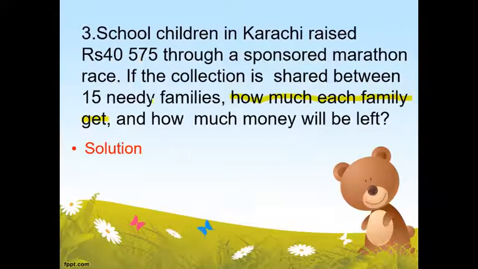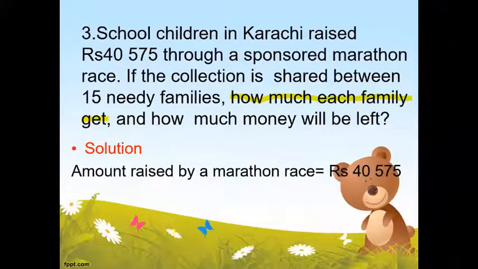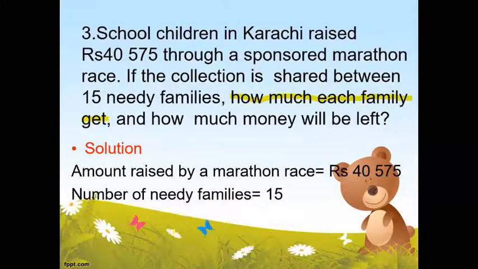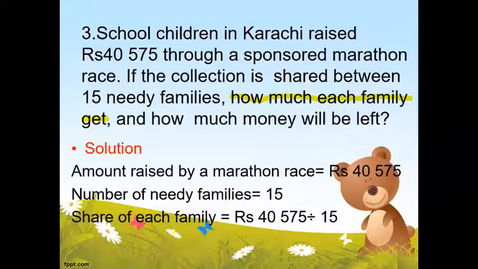And we know about the total collected money. So it means that we want to divide this money between 15 families. So as I've told you, divide. So we will divide in this question. So you can see the amount raised by the marathon race, then the number of needy families, and we will do the division to find out about each family, that is one family. Again, the solution is given to you on the next slide, but it would be better if you will solve it by yourself first.